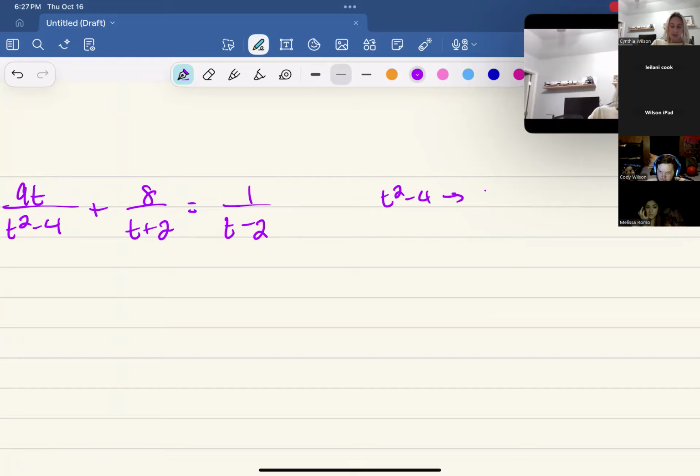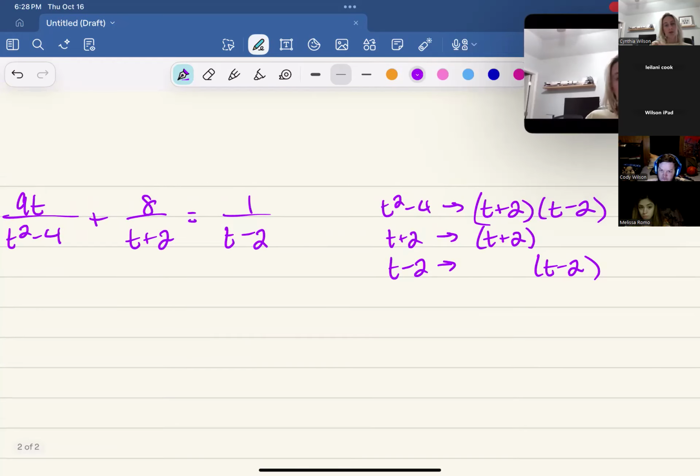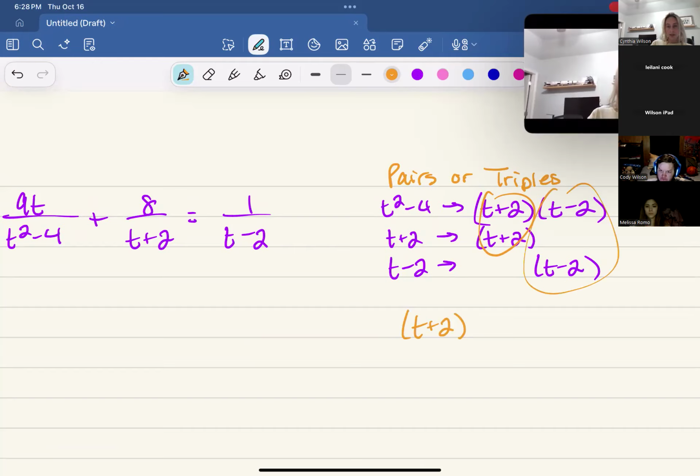T squared minus 4 factors into t plus 2, t minus 2. T plus 2 does not factor. No GCF, nothing. T minus 2 also doesn't factor. So you're looking for pairs or triples of the same factor, basically anything that's in common between 2 or 3 of the denominators. So you have a pair of the t plus 2's and another pair of the t minus 2's.